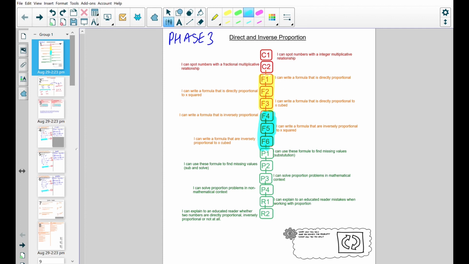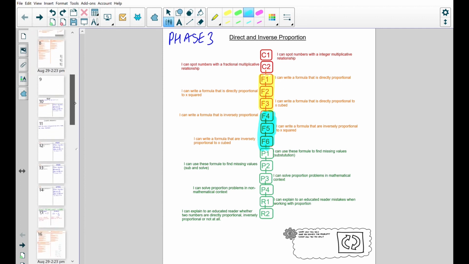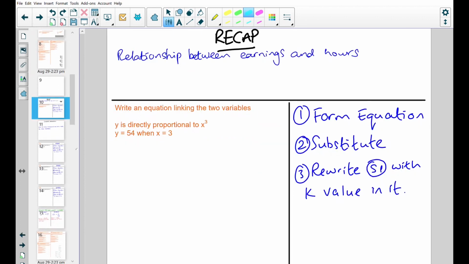But before getting to that, first and foremost I would recap what we covered in the previous video. The example that we used was the relationship between what somebody earns and the number of hours that they work. We said that there is a direct relationship between earnings and the number of hours that somebody works. So your earning goes up the more hours you work. Similarly, your earning will go down the fewer hours you work.